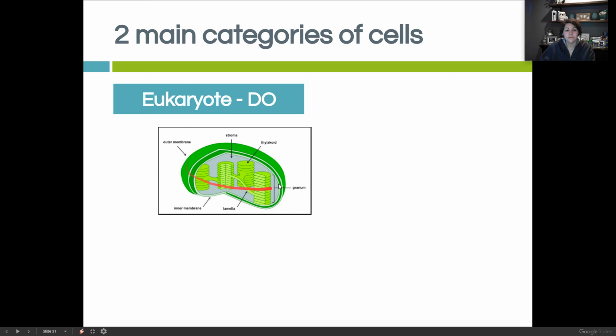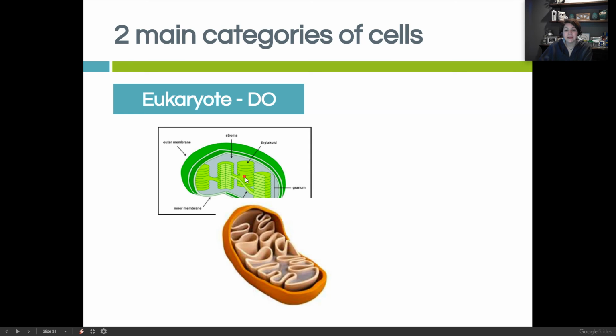Examples would be this chloroplast, which can be found in a plant cell to make food for the plant, or this mitochondria, which can be found in all types of eukaryotic cell, which produce ATP energy for the cell.